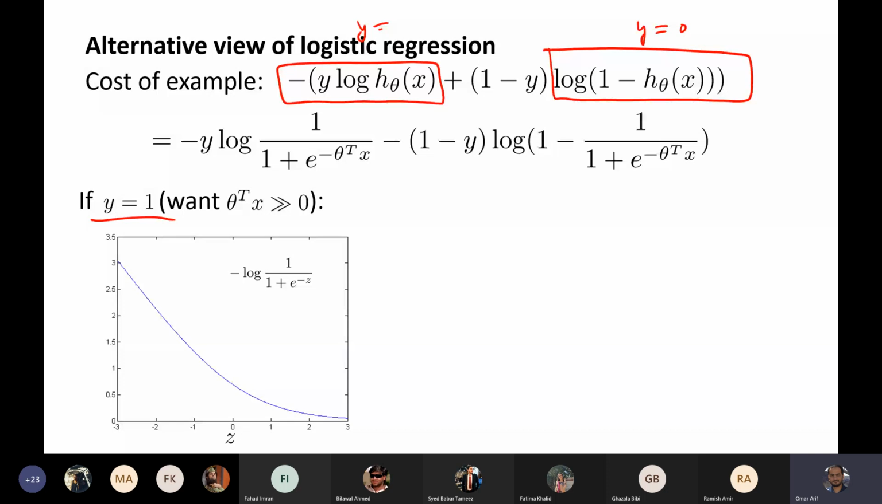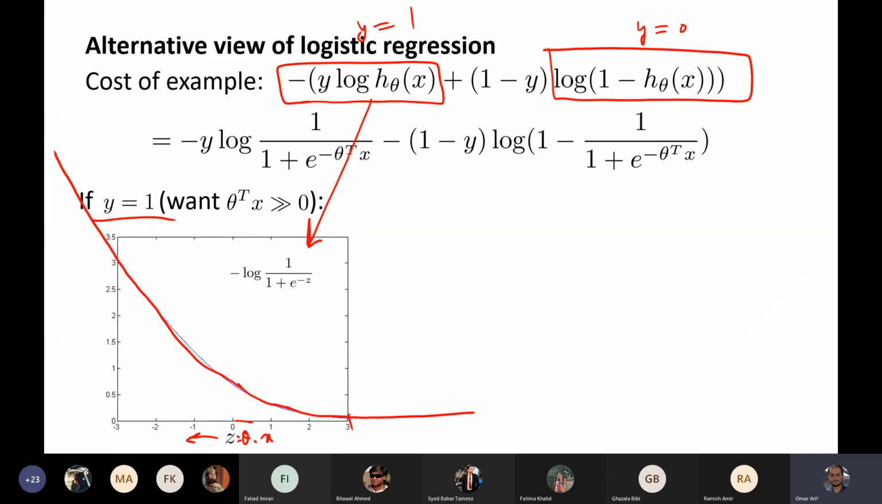If we plot this part here, this is the figure that we get, and this is what we want: if theta dot x is greater than 0, the cost function should decrease, and for values greater than 3 it is almost 0. Similarly, for the other case the cost function decreases, and eventually it is also going to go to infinity. Okay, so this is the plot of the cost function, and this is what we want. When theta dot x is greater than 0, the probability is also greater than 0.5. The cost function decreases for really big values, like greater than 3, where we get a cost function of almost 0.